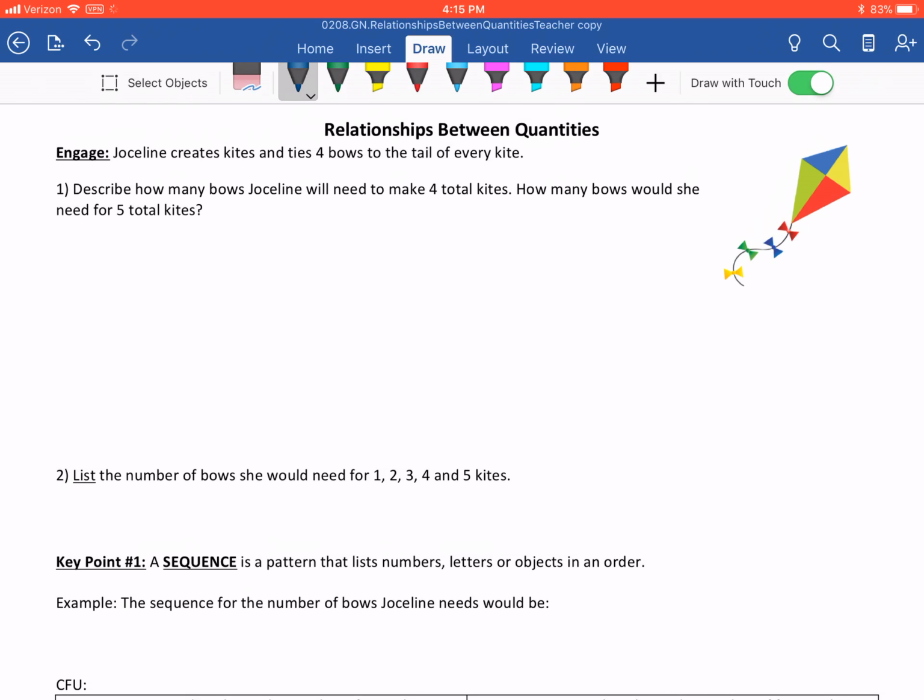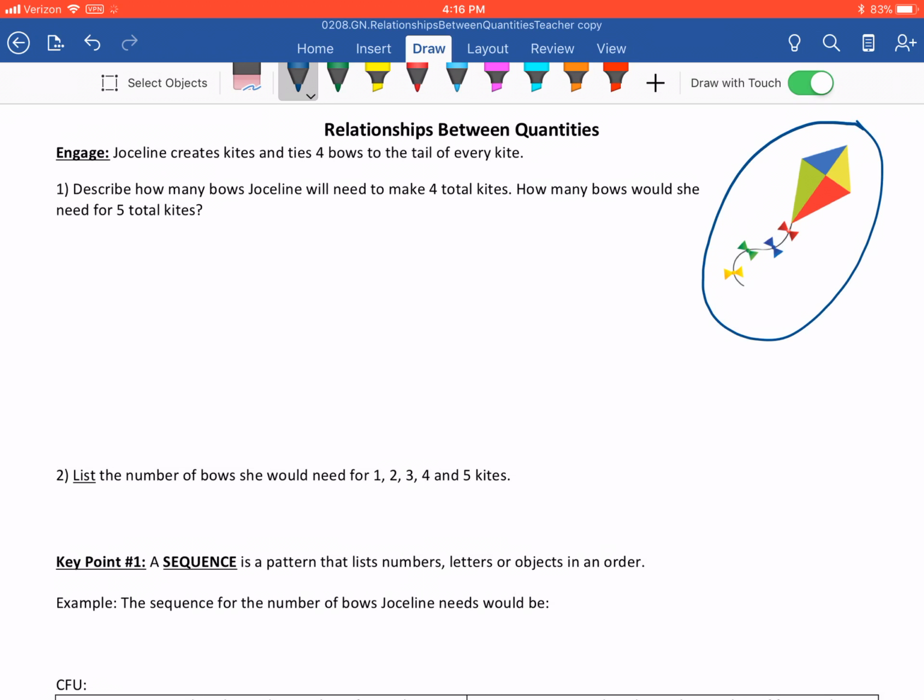Where it says engage, Jocelyn creates kites and ties 4 bows to the tail of every kite. Number 1, describe how many bows Jocelyn will need to make 4 total kites. How many bows would she need for 5 total kites? So I'm going to start this out by taking a cue from what's on my paper and drawing a picture just to help illustrate this. If you really feel like you can't possibly fit it in this space, then that's okay. But I'm going to go ahead and try it.